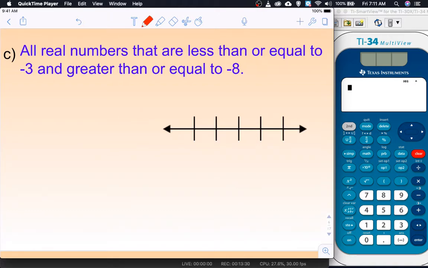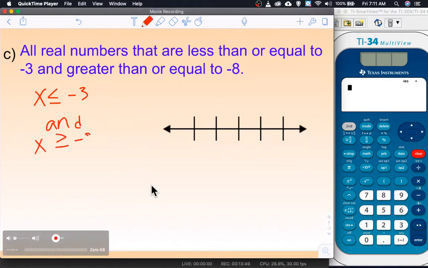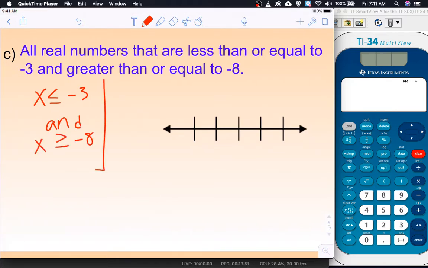All right, so let's see here. All real numbers are less than or equal to -3, greater than 0. So numbers that are less than or equal to -3, and those same numbers are greater than or equal to -8. This is the one way to write this. The other way would be, this is how I start.